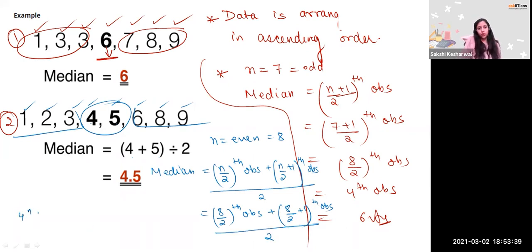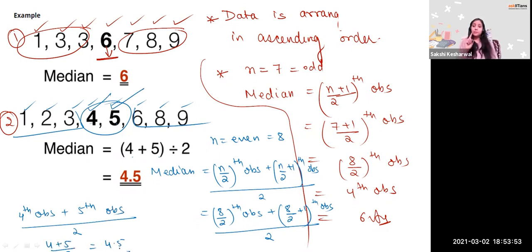That is the 4th observation plus the 5th observation, divided by 2. So the 4th observation is 4, the 5th observation is 5, divided by 2, which equals 4.5. Now see, the median lies between the lowest value and the highest value. It is not from the observations, and the earlier value was from the observations. So this is what I want to tell you.